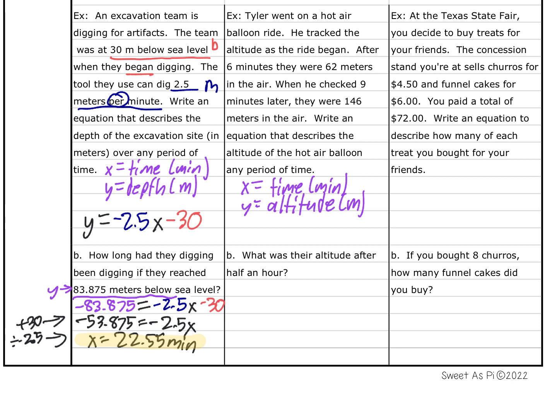Now let's look at what we've been given. After 6 minutes, they were 62 meters in the air. Minutes is an x value and meters is a y value, therefore we have a point. 9 minutes later, they were 146 meters in the air. So 9 minutes past 6 is 15 minutes. That's an x value. 146 meters is a y value. Therefore, we have a second point.